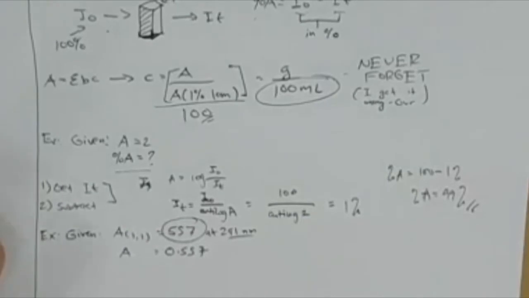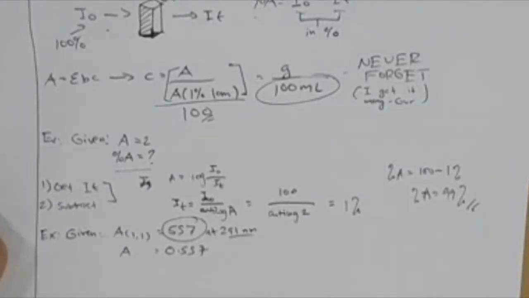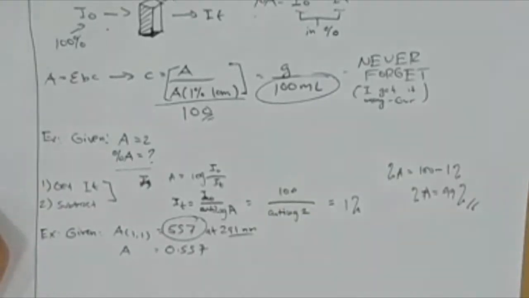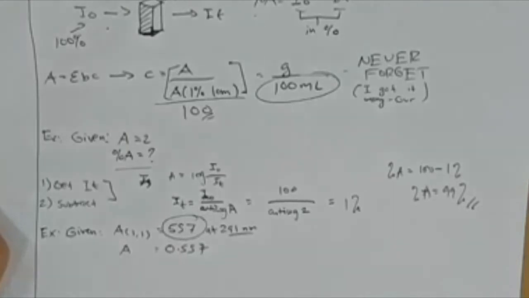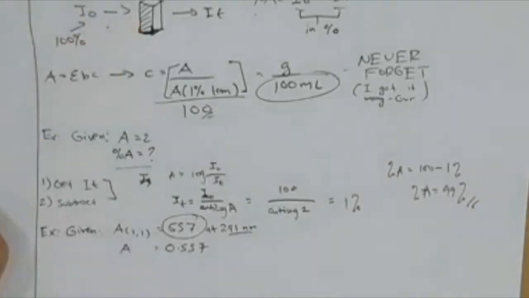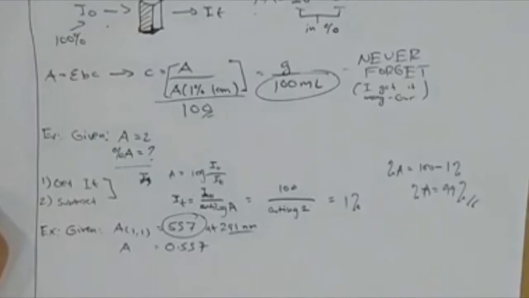See, these two can be very confusing. Never interchange these two. A is actually different from percent A. Percent A is how much light your drug actually absorbed out of 100%.